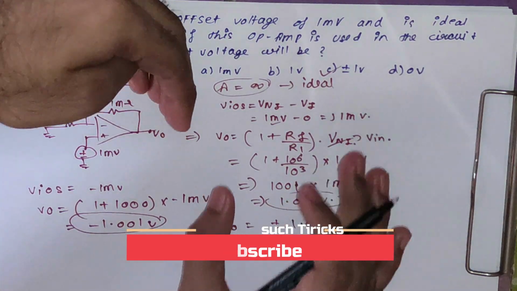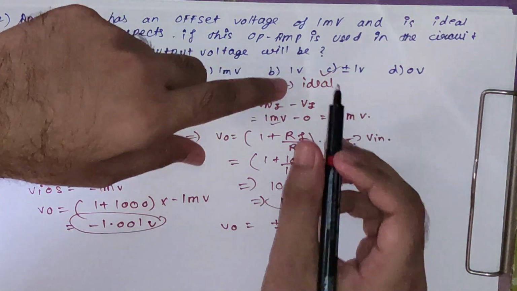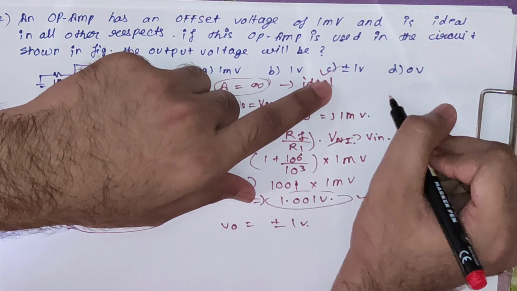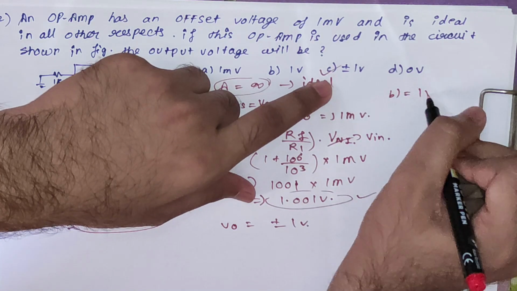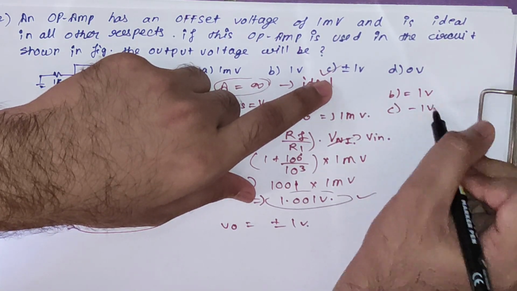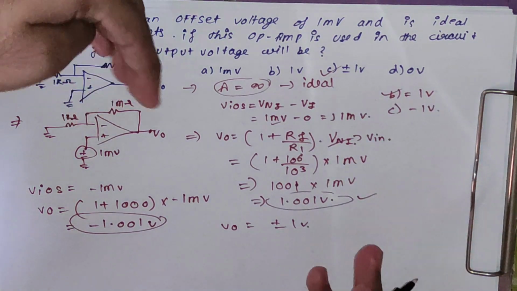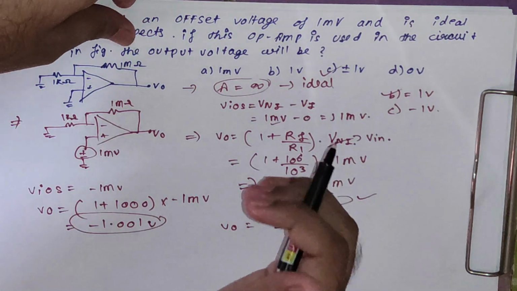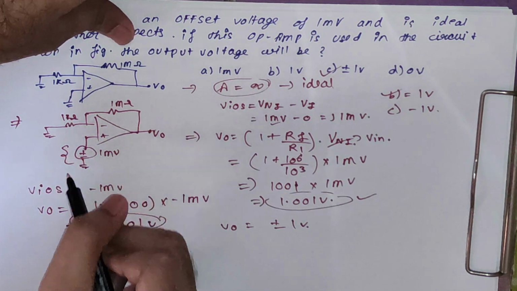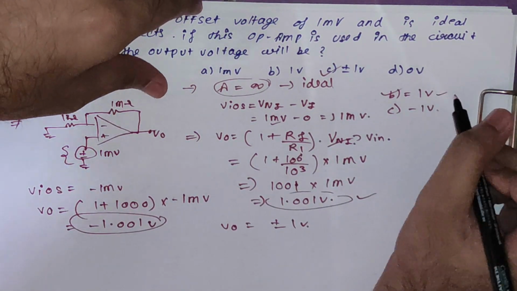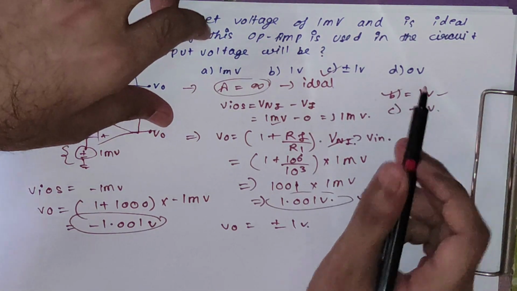Okay, now in case, in the options, instead of plus minus 1 volt, you get the option B equals 1 volt and C equals minus 1 volt, then you are going to choose the option as 1 volt. Why? Because most of the time this offset voltage is connected to the non-inverting terminal only, so you are going to tick this option B. Okay, so basically this positive voltage.